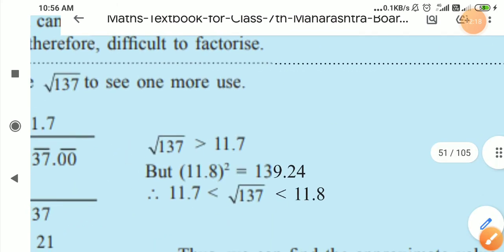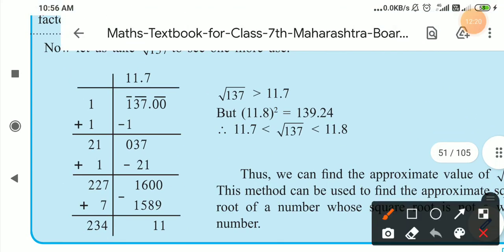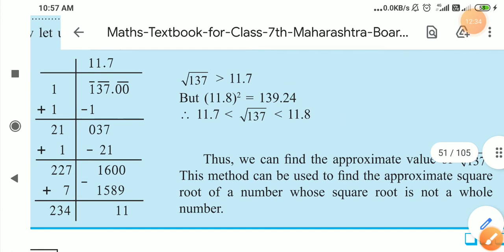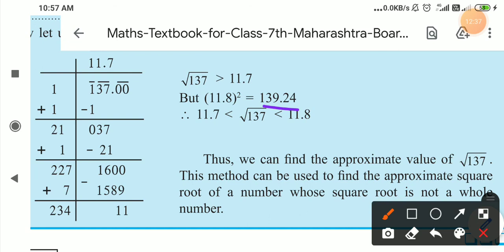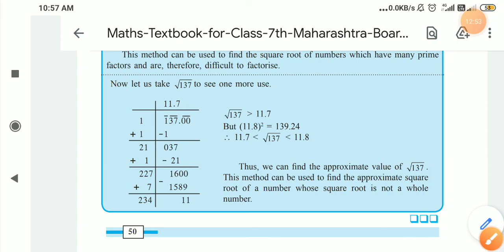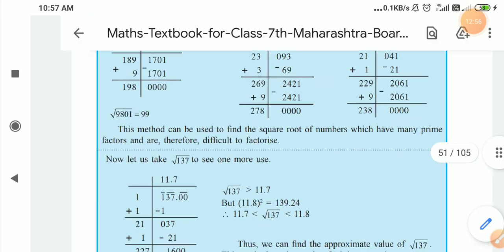In that situation, the approximate value, meaning the square of the approximate number, is greater than 11.7. Okay, the square root of 137 is greater than 11.7, and 11.8 squared, if you multiply, is 139.24. So this is the square of a number which lies between 11.7 and 11.8. In between them, if any number is there, that number's square is 137. This is the approximate value. In this way we have to find the square root by using the division method.